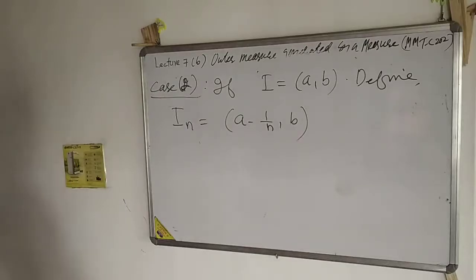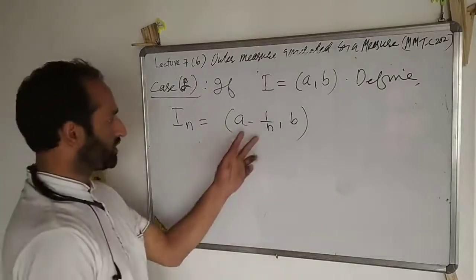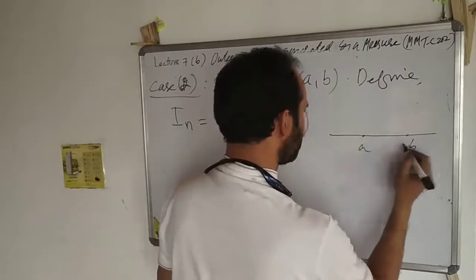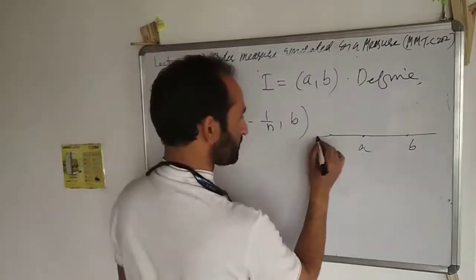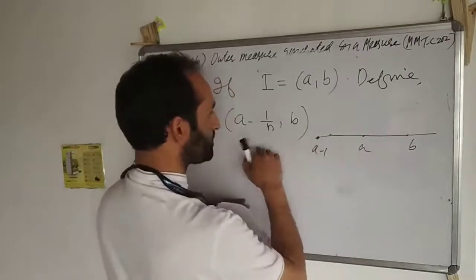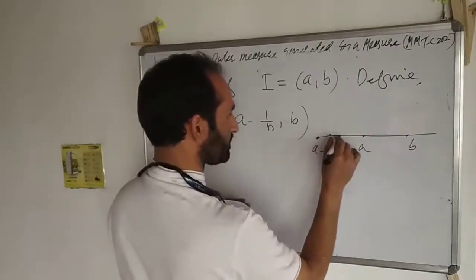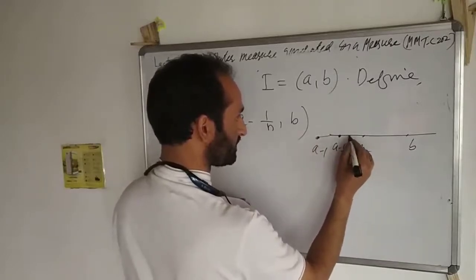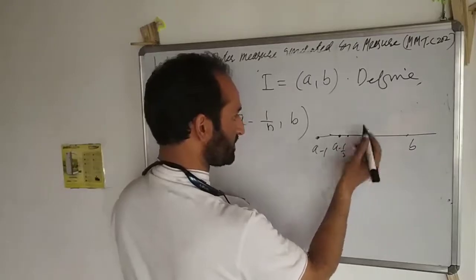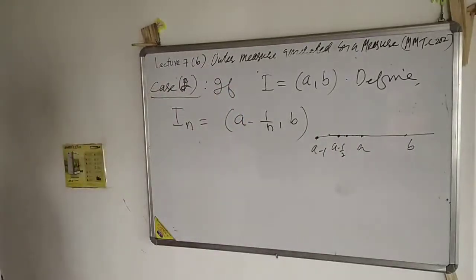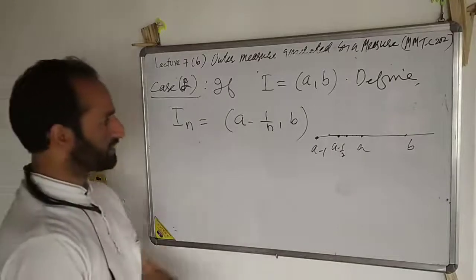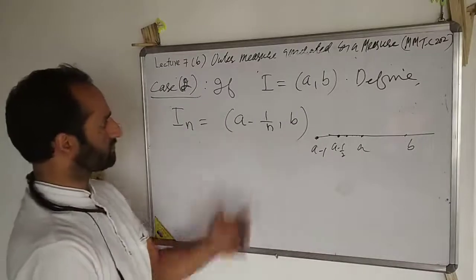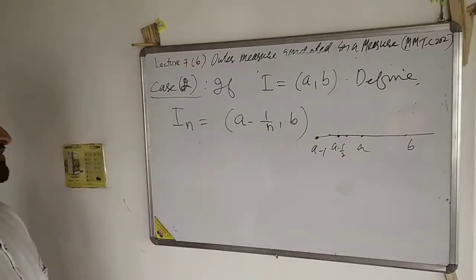Is it an increasing or decreasing sequence? So for n equal to 1, it's a - 1. Let me explain it here. Suppose a - 1 is here. For n equal to 2, it is from a - 1/2. Then a - 1/3 is from that, minus 1/4, minus 1/5, then 0. So it's a decreasing sequence actually. It decreases. And you can see that the intersection is not the open interval. The intersection is a closed interval.